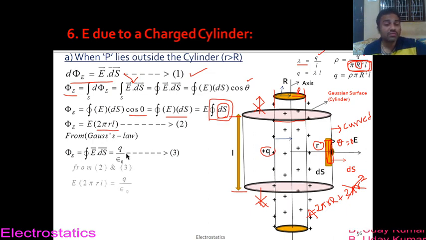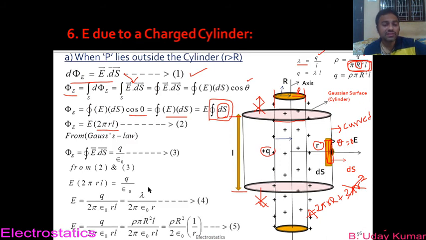Now from equation number 2 and 3, where equation 2 gives the total electric flux and equation 3 is Gauss law, if I compare 2 and 3, or substitute 2 in 3, I get E times 2 pi RL is equal to q by epsilon 0. Now if you send 2 pi RL to the right hand side, you get E is equal to q by 2 pi epsilon 0 r times L.